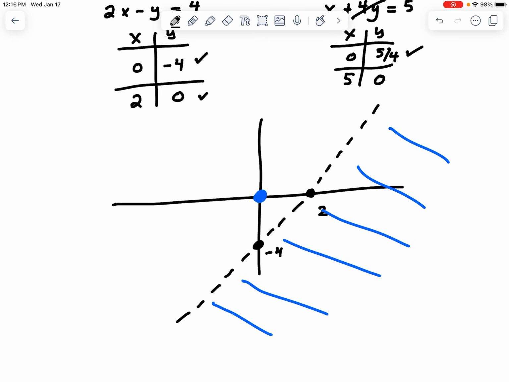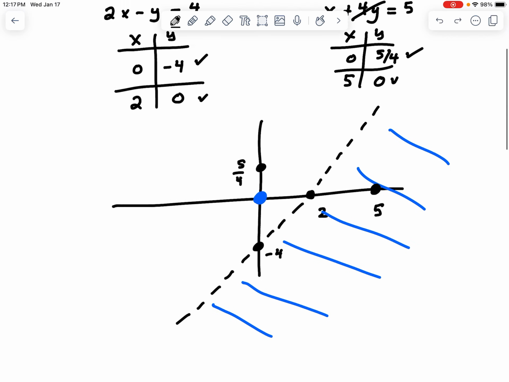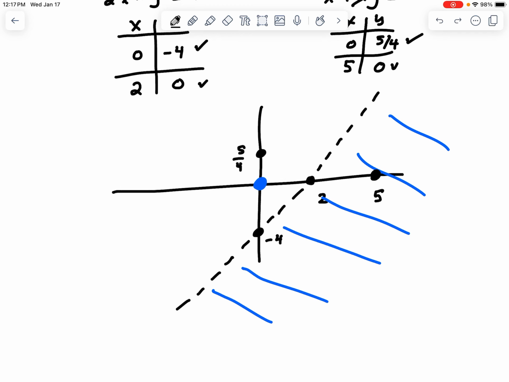So for this first point, x is 0 and y is 5/4, so that's approximately right here, 5/4. And for the second one, x is 5 and y is 0. And then that inequality has an equals in it, so I should be using a solid line. So then just make a nice straight line that goes through those 2 points.